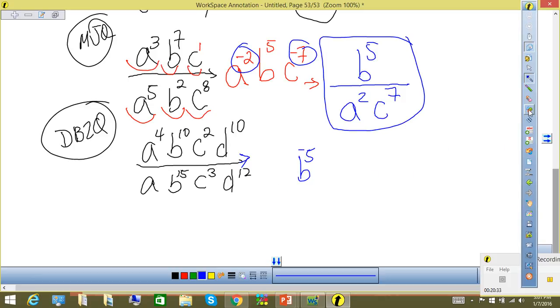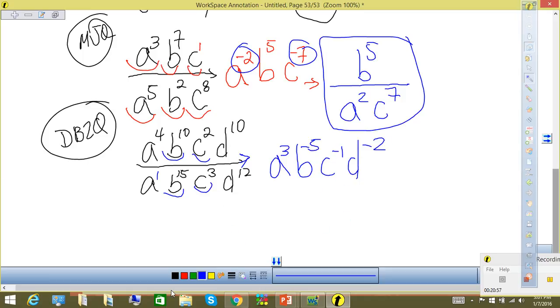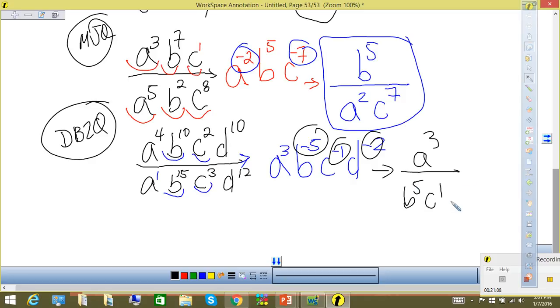Okay, let me go over this one. We got 2 more. Give me a second. Here it goes. This one, same base. That's A. Subtract. That's to the 3rd. Same base. Subtract. That's negative 5. Same base. Subtract. That's negative 1. D. Subtract. That's negative 2. We cannot have these negatives. Therefore, this one is A to the 3rd over B to the 5th, C to the 1st, D to the 2nd. Hands if you got that.